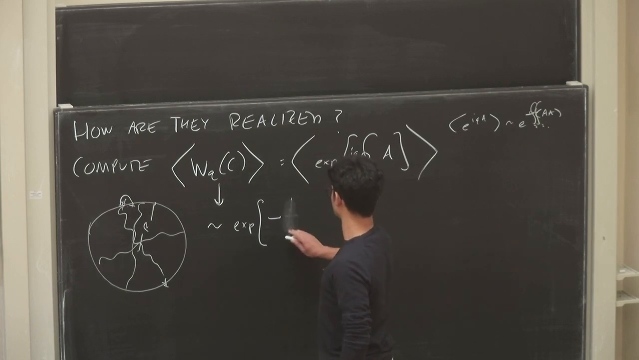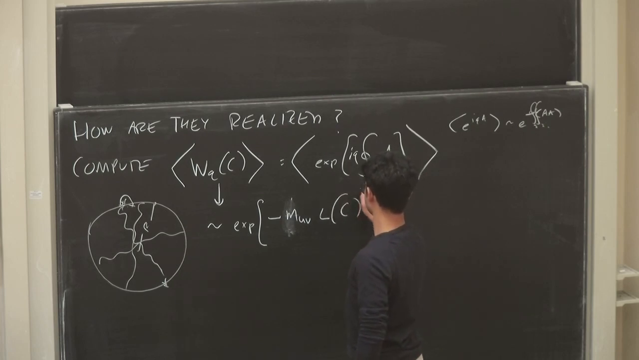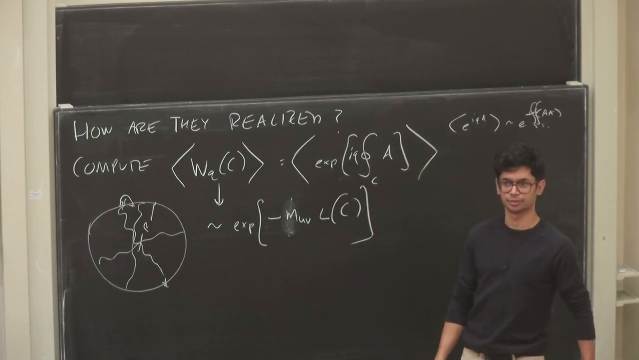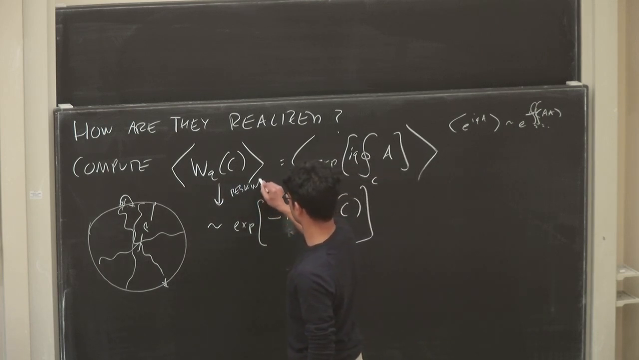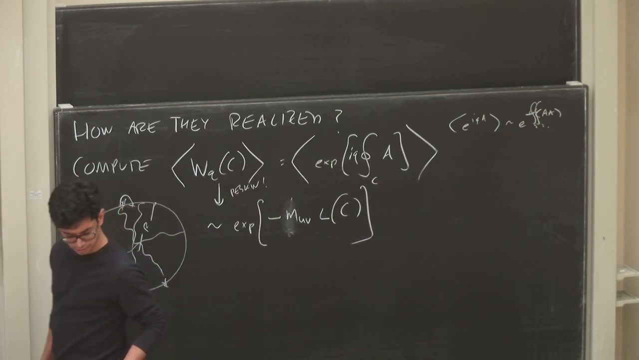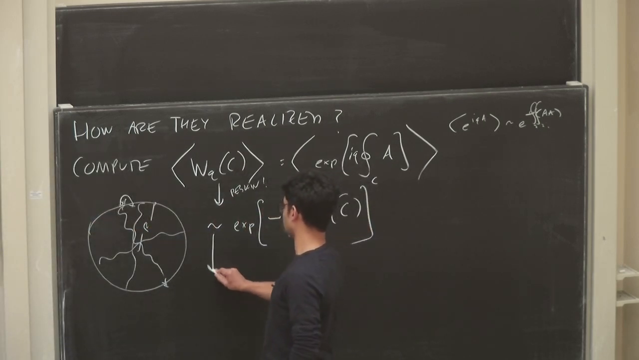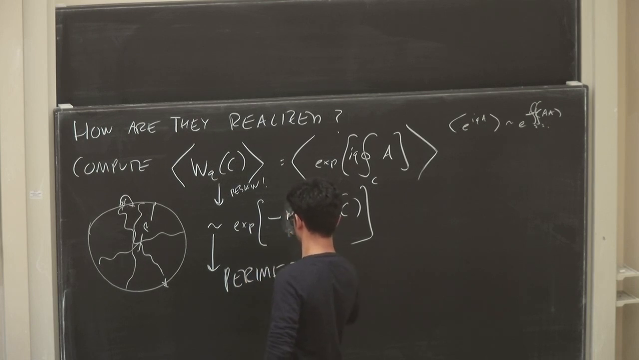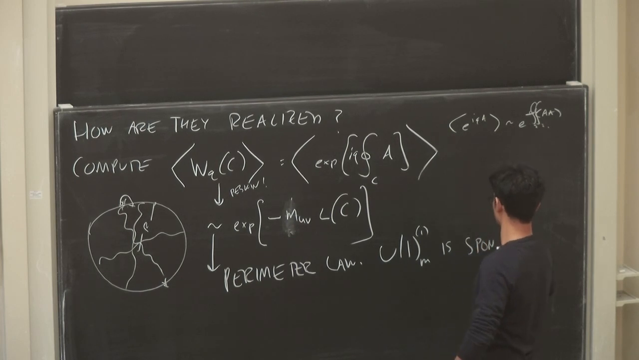Let me not call it that. Let me just call it minus m UV times the length of the curve. Okay, this is what happens at the end of the day. All right. Okay, so this is Peskin. All right. Okay, which means that this is a perimeter law. Which means that the one-form symmetry is spontaneously broken.